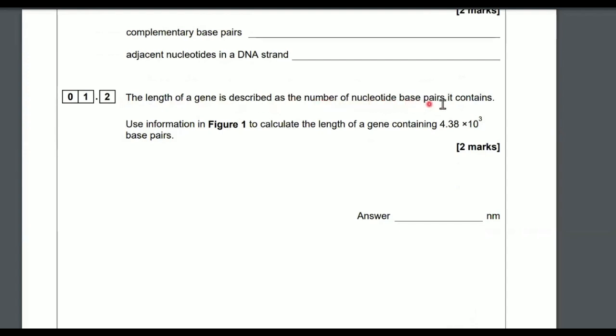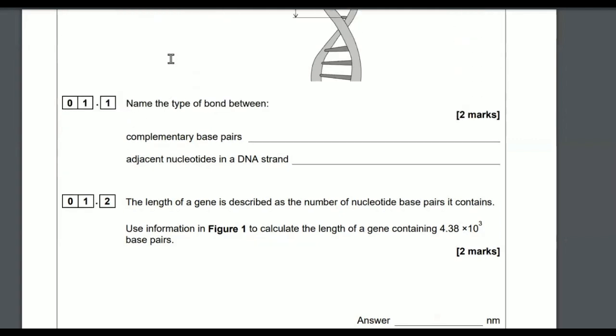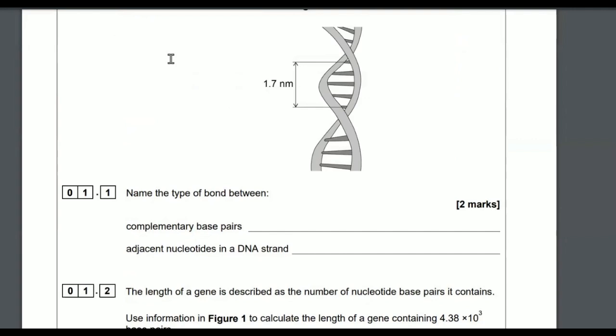The length of a gene is described as the number of nucleotide base pairs it contains. Use the information in figure 1 to calculate the length of a gene containing 4.38 times 10 to the power of 3 base pairs. So we're going to need to zing back up and see what information, because just knowing that there's 4.38 times 10 to the 3 base pairs isn't going to help us calculate the length of a gene unless we know how long a base is. If we know how long one base is, we just times it by that number. But they don't give us the length of one base.